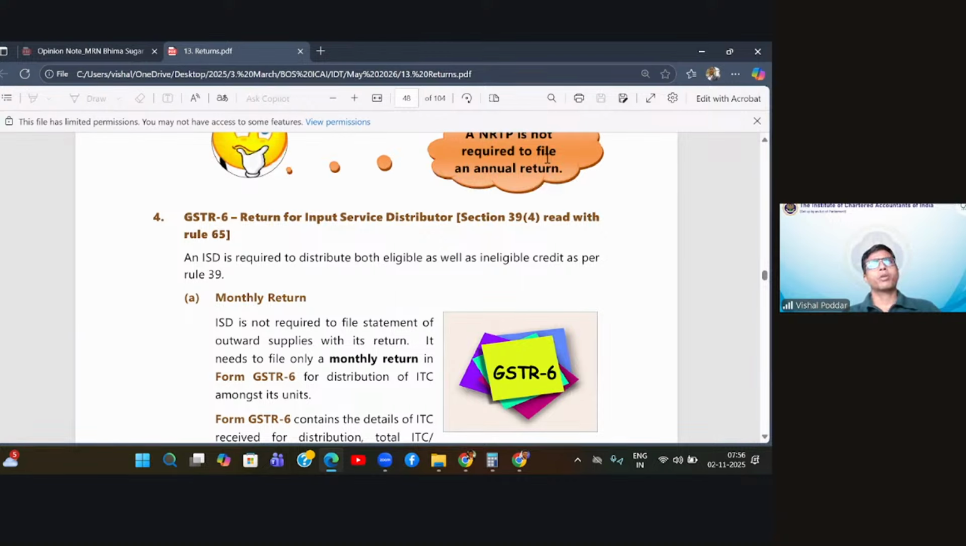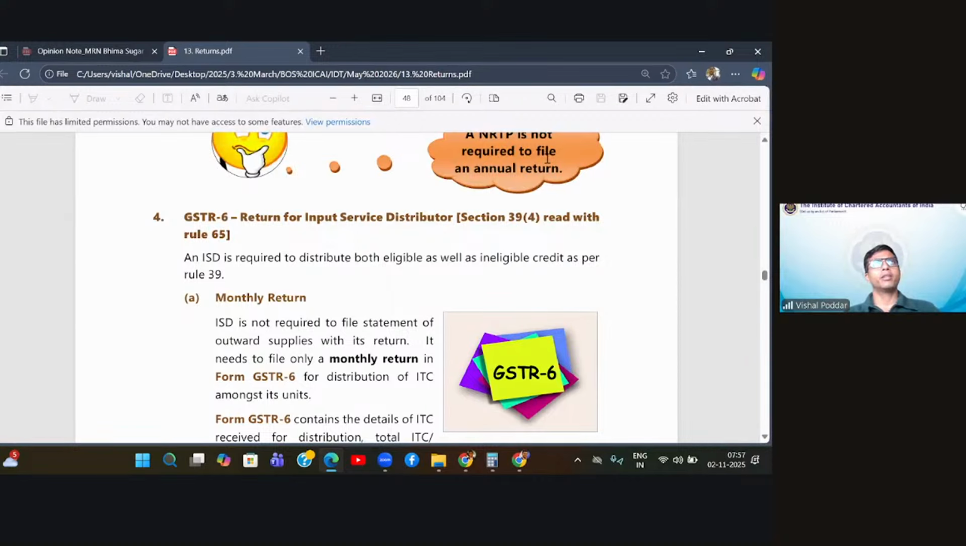So this corporate office is incurring some common expenses, of which the benefit is enjoyed by all the units or some of the units. So this New Delhi office has to take, besides the regular registration, one special registration which is called ISD. And every month, whatever common input credits have come, it should be taken in the registration of ISD.